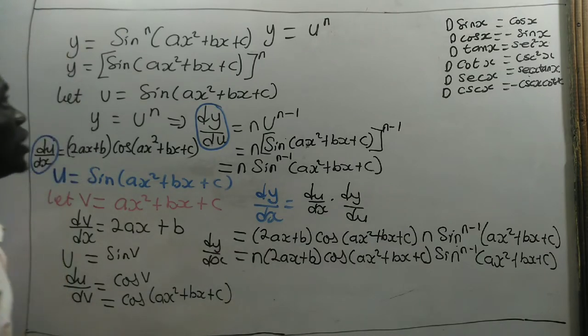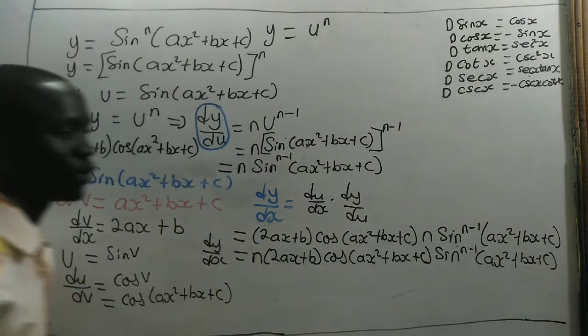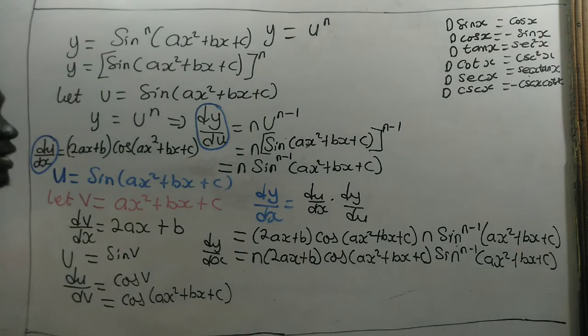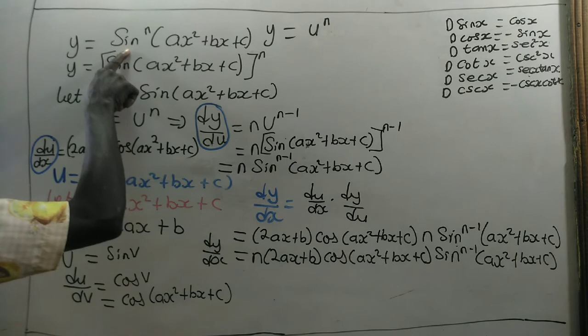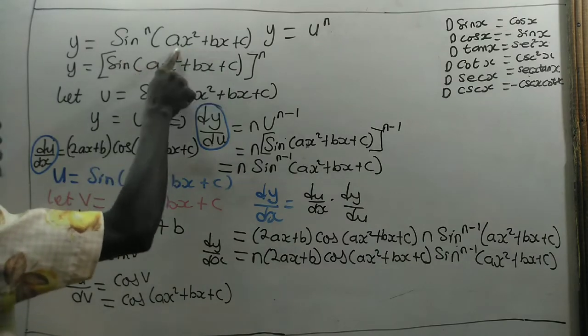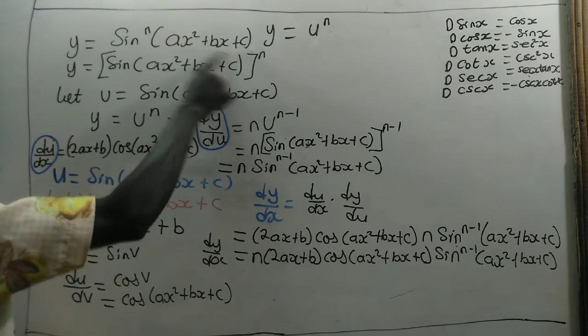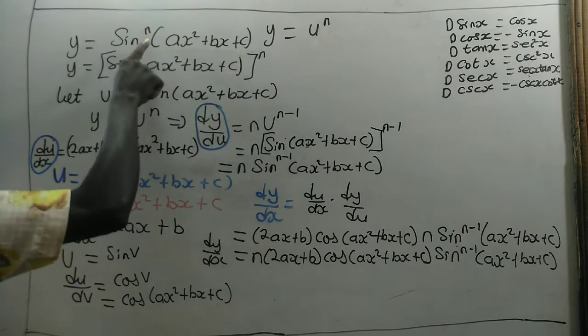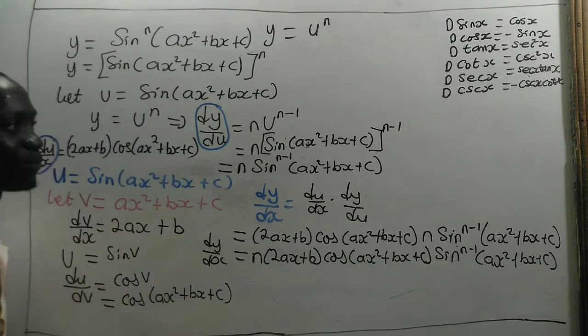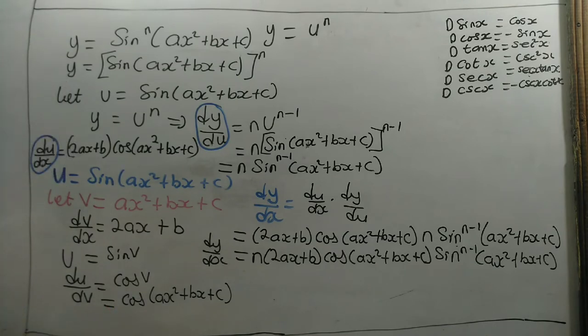Very simple as that. So if you have a function of this form, this is where you are going to end up. So this is what the derivative of the power of a trig function, sine, looks like. And the algebraic function that we have here is a quadratic function. So if you have a quadratic function here and the sine has a power, you end up here. Okay, so let's take another example and then do the differentiation. Very simple as that.